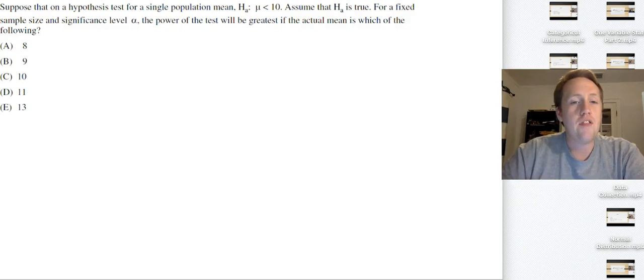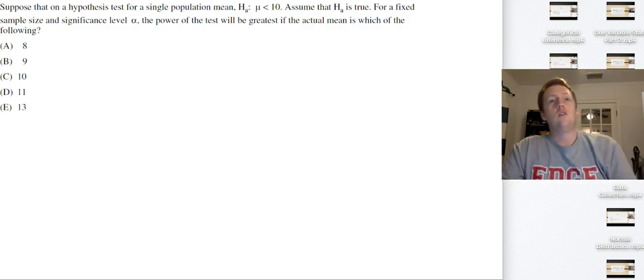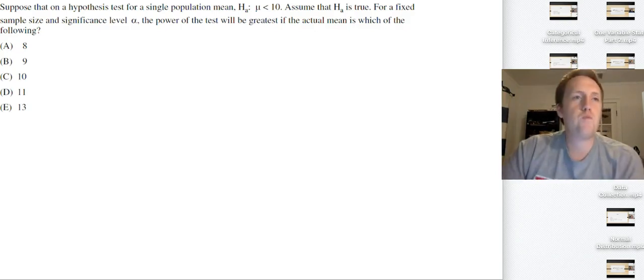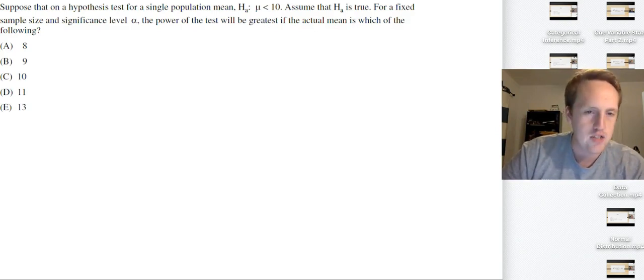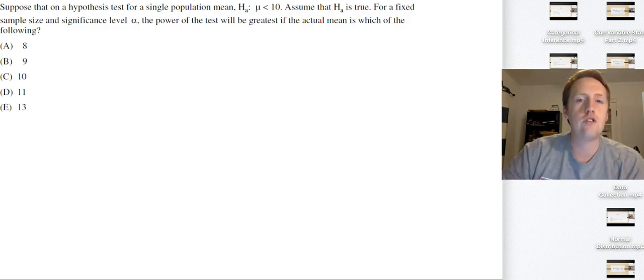Suppose that on a hypothesis test for a single population mean, HA is where mu is less than 10. Assume that the alternate is true. The mean is in fact less than 10. For a fixed sample size and significance level, the power of the test will be greatest if the actual mean is which of the following? Oh, dang. Well, we know power is increased with sample size and significance level, but they're not letting me adjust that.